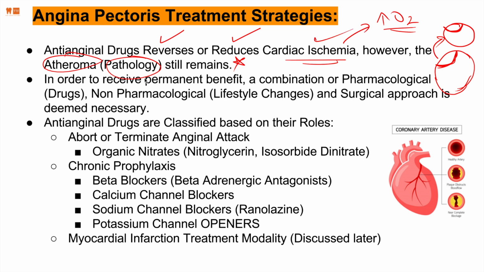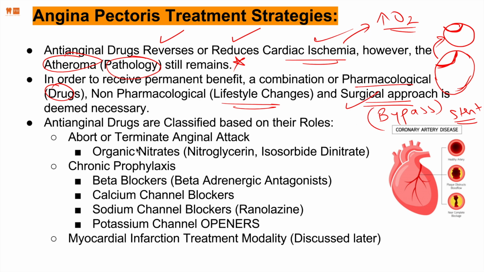In order to receive permanent benefit, a combination of pharmacological, which is drugs, non-pharma, which is lifestyle changes, exercise, cardiovascular, HIIT exercise, right? High intensity interval training, and surgical approach. Now, by surgical approach, we're looking at bypass, stent, right? And things like that, or open heart surgery, heart transplant, coronary artery bypass. These things can be done surgically for permanent solution.